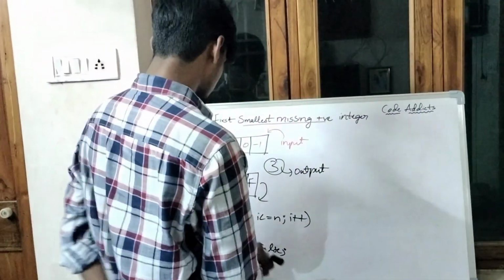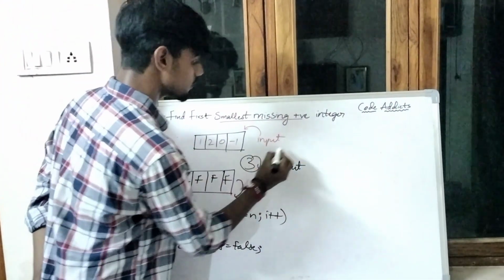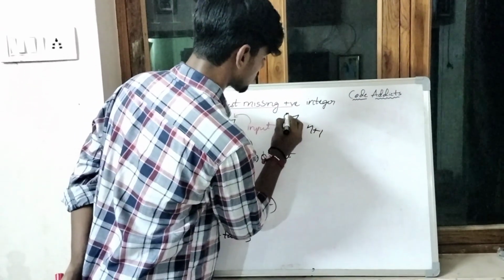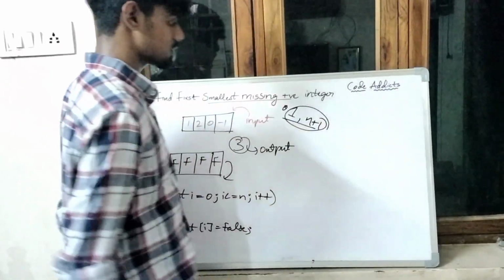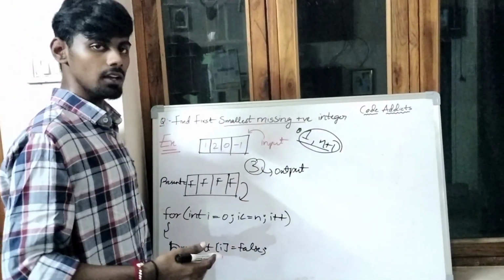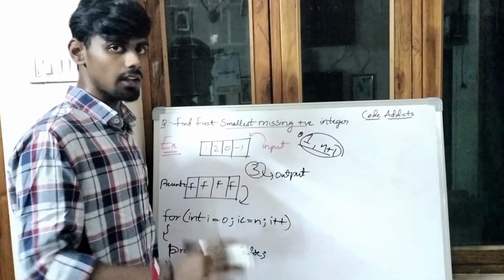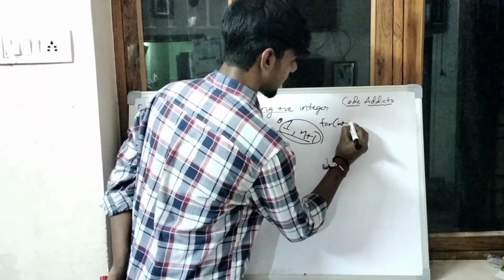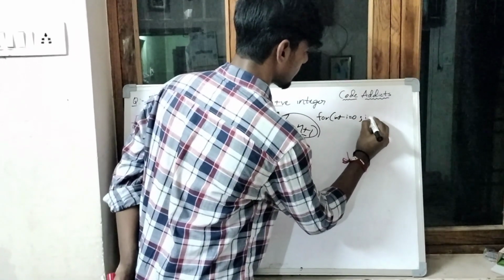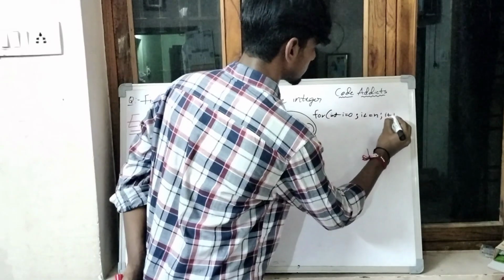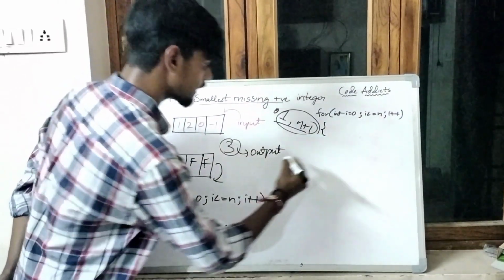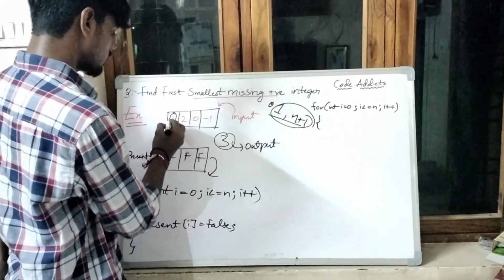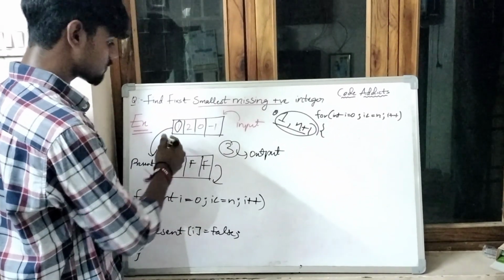Now we know that the answer lies from 1 to n plus 1. So we can say that the answer should be positive and at most n plus 1. For this we will write for int i = 0, i <= n, i++. And I will write a condition where every element will be checked, and it will change the values to true or false based on the condition.